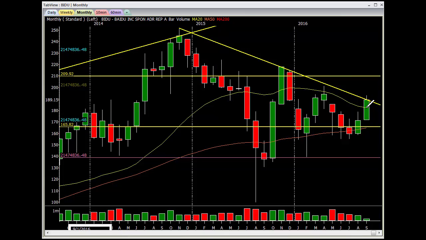Let's see if we can close below this 20 MA, or does it stay above it, or does it even get above this trend line and close here on a monthly basis? We'll know in a couple more weeks. But that's Bidu. Not bad.